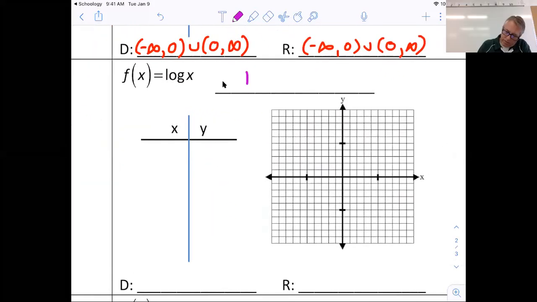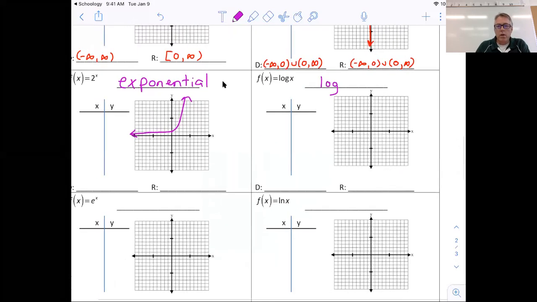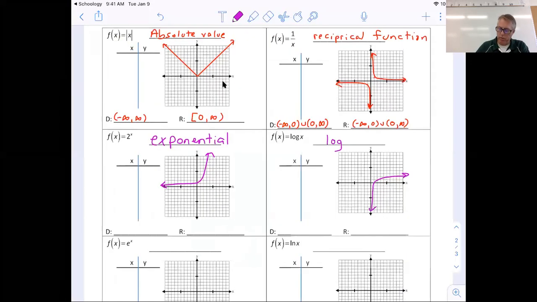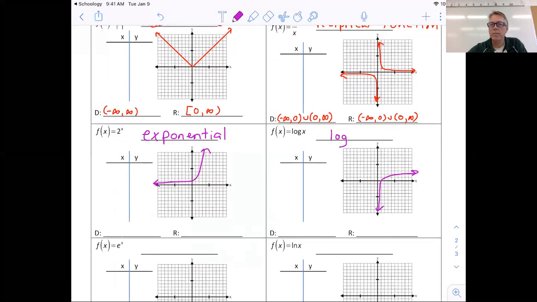This is a log function. Here's what a log function looks like. It looks a lot like this guy, but flipped over this diagonal line. So it looks like this. It goes through 1, 0, and looks something like that.